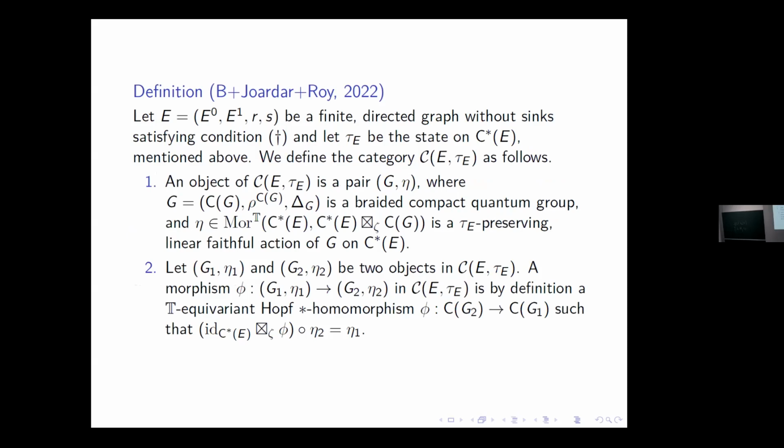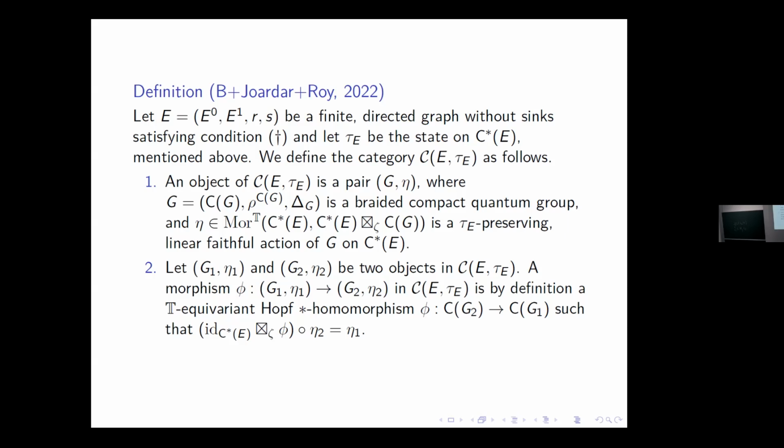So given a finite directed graph without sinks that satisfies the condition dagger, so that the state tau E exists, we define a category as follows. An object is a pair, it consists of a braided compact quantum group and a coaction. So G is a braided compact quantum group and eta is a coaction on the graph system algebra C*(E) that preserves the state tau E. It is linear and faithful.